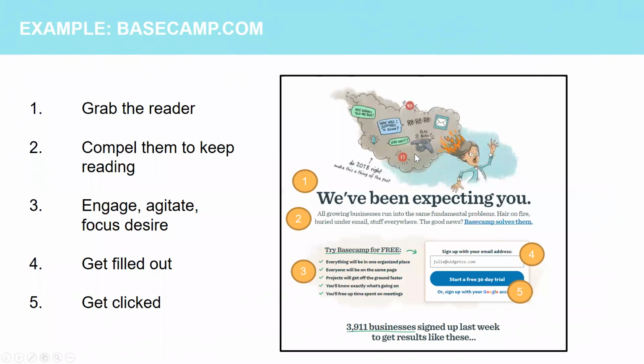Now, notice Basecamp is not here saying they're disorganized. It's clunky. They're speaking in a very human way, probably pulled from customer feedback, the way customers talk about their own problems. Then, in the body copy, even though this is a short page, we can see that with this little checklist, what they're doing is engaging, agitating, focusing the desire, showing them the future. They've got probably the simplest form, one field, and then they've got a call to action. And you can see all these elements just have one job. They're just responsible for doing one thing.